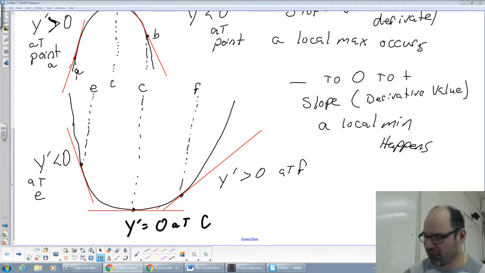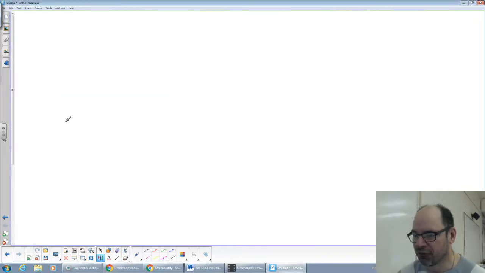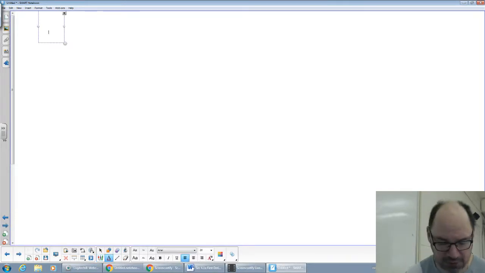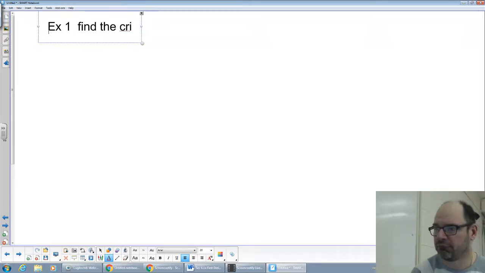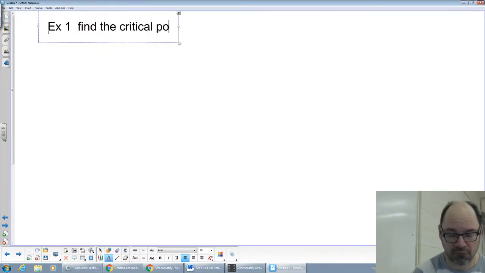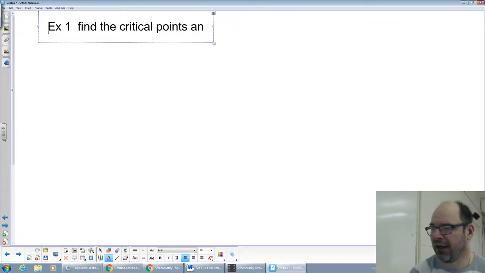Let's do that on our second page here. See where we are in time. About 17 minutes in, so about halfway down. Okay, so let's do an example. Example number 1: find the critical points and local max and min points.